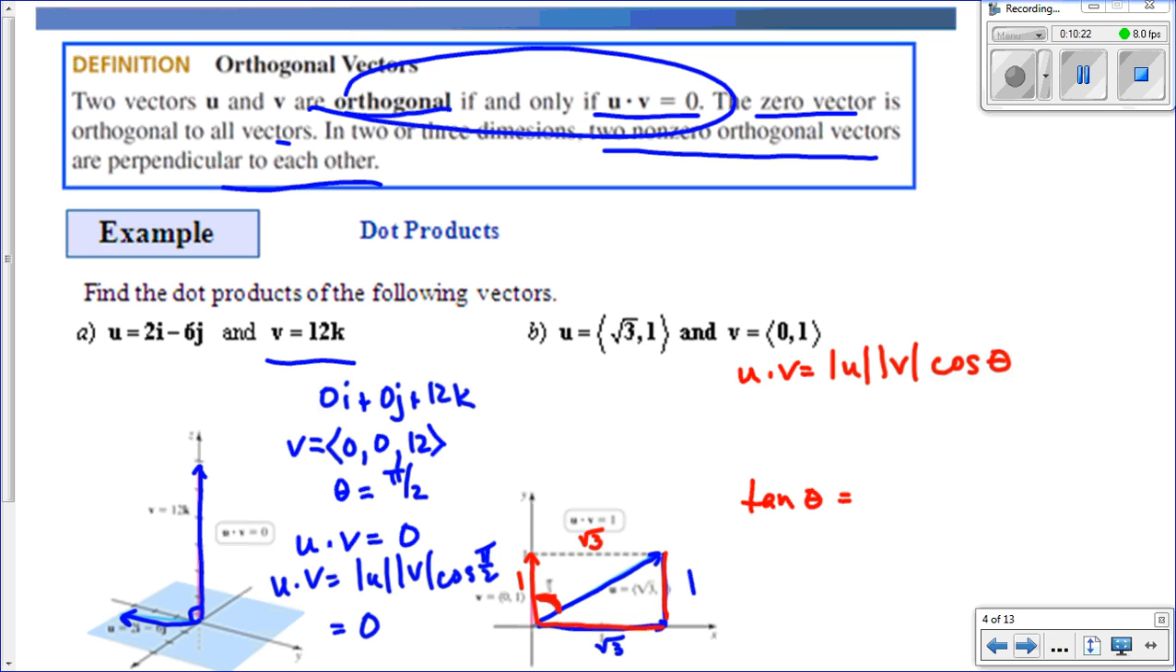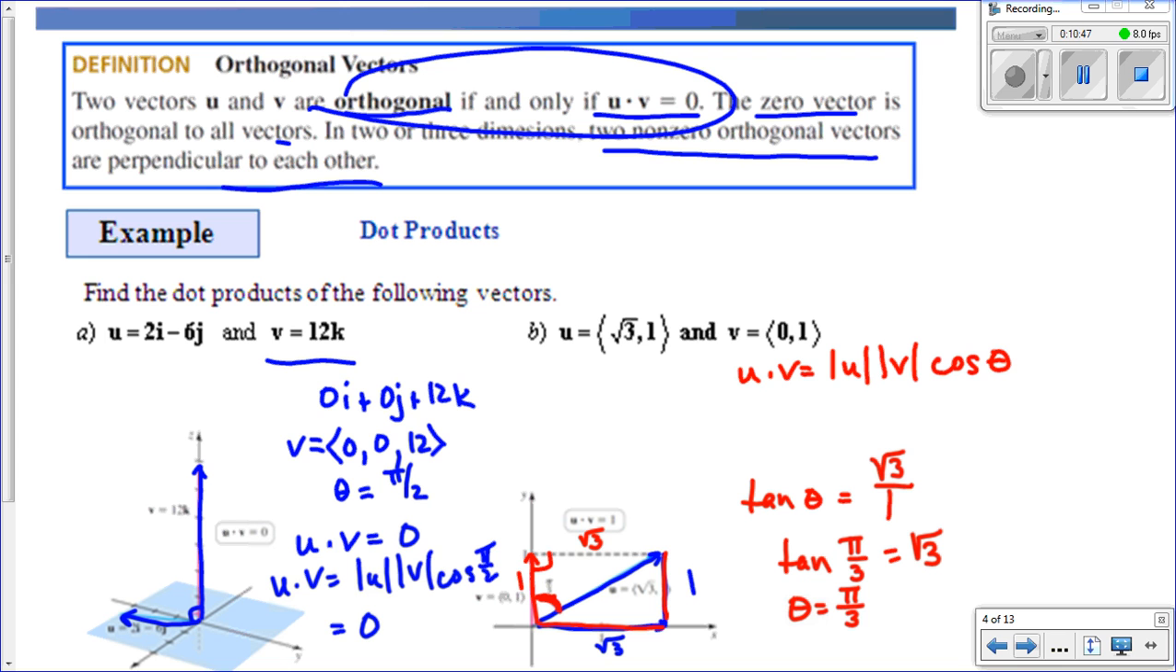So using our trig values, finding this angle, I know that tangent of that angle will be the opposite, which is the square root of 3, over the adjacent side, which is 1. Here's our right triangle. Tangent will have value the square root of 3 when the angle is pi over 3, or 60 degrees. So the angle between them is pi over 3.